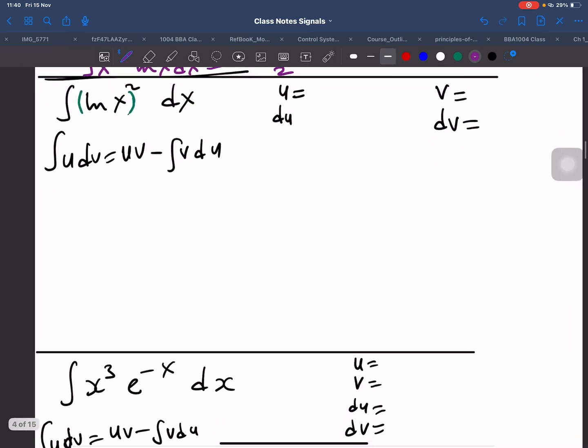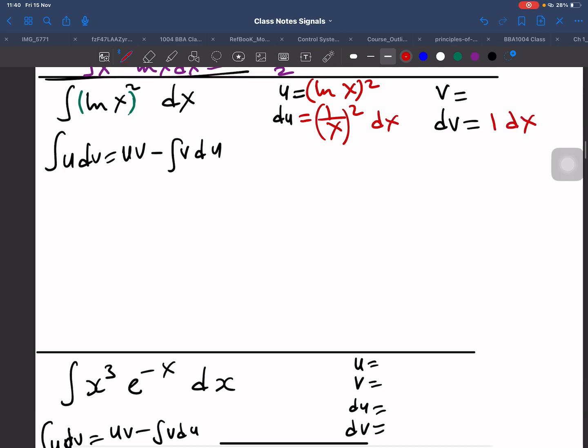Now we have to solve this one again. We now have the integral of ln x squared. Remember what I told you about ln x? Our u becomes ln x squared. Then our du becomes 1 over x, because from the examples I gave, if you differentiate ln x, you have 1 over x. And then the remaining part here is 1 dx, so that is going to be our dv, 1 dx. And then if you integrate 1, you have x. So our v is going to be x.